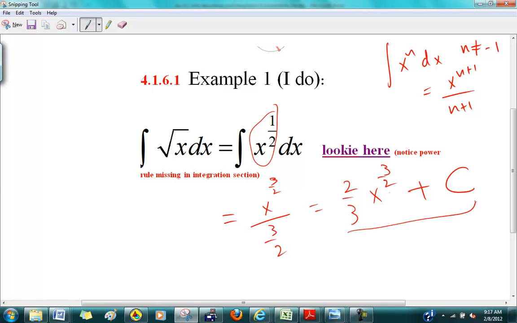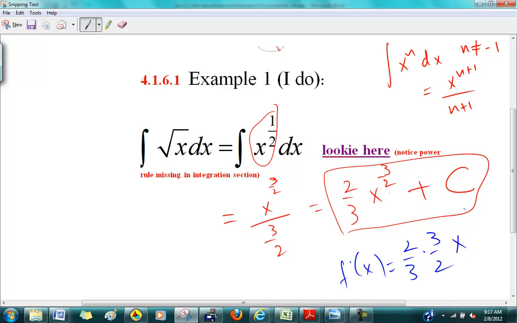Okay, if you were to differentiate this, what would you get? Yeah, the 2/3 and the 3 halves would cancel. And this would be x to the half. What's the derivative of c? 0. So then this becomes x to the half, which is what you started out with. So that's the good thing about integration: you can always differentiate and see whether you're right or not. Guys okay on this? So you got the power rule down? Okay.